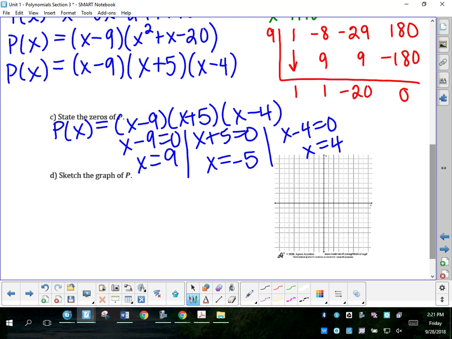So go through, sketch on your graph. You've got intercepts at 9. Where's 9? 4 and 1, 2, 3, 5. Now, you've got enough there to make a graph, but we don't know which way the ends are going to go. You need one more point on the graph in order to figure that out.